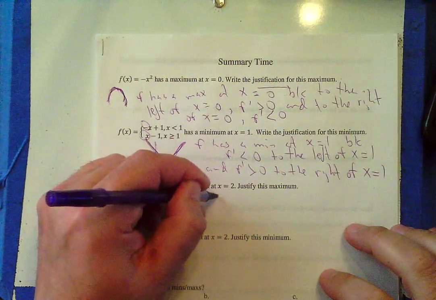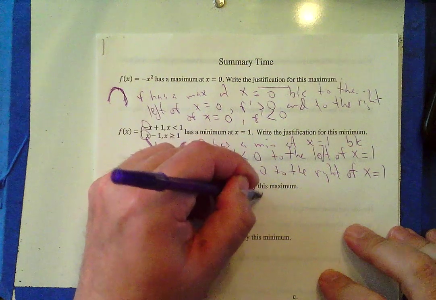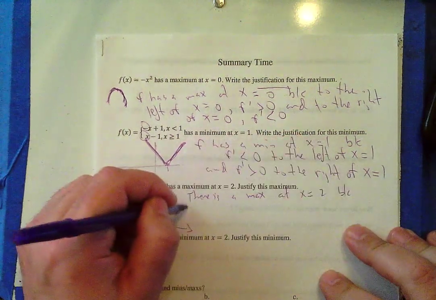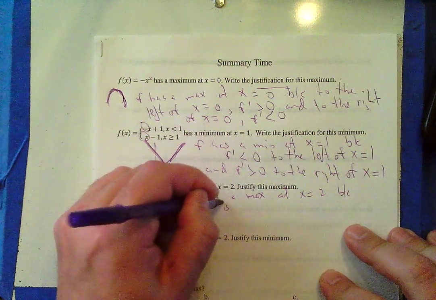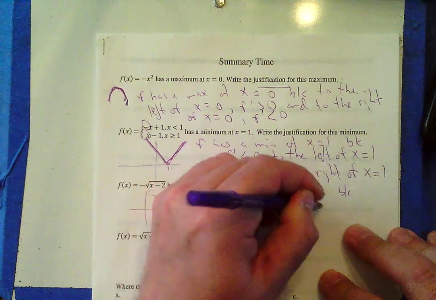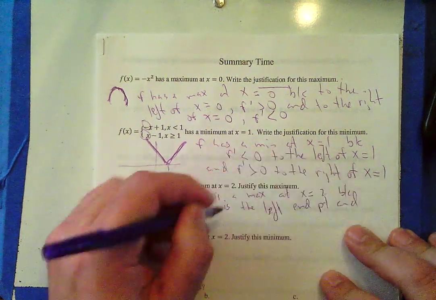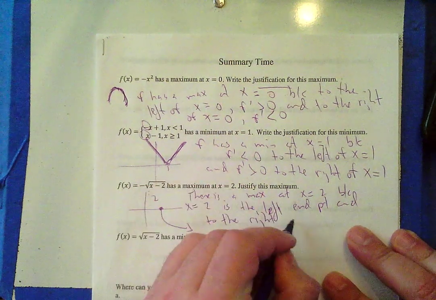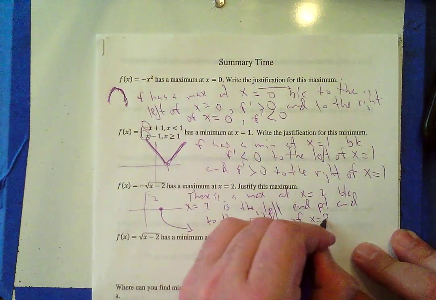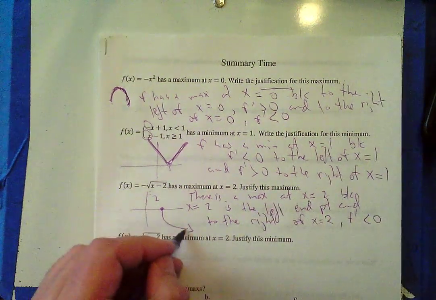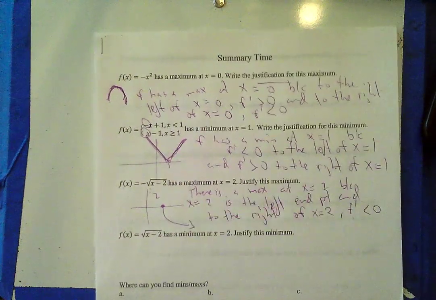There is a max at x equals 2 because x equals 2 is the left endpoint, and to the right of x equals 2, f prime is less than 0. I have all these negative slopes here, so f must be decreasing.